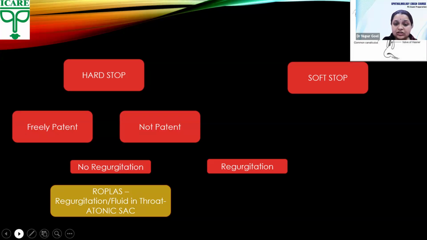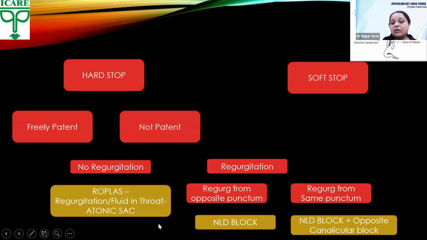And if there's a regurgitation or fluid in the throat, that means you're dealing with an atonic sac. If there's a regurgitation, then you check whether it's regurgitation from the opposite punctum. That means you're dealing with an NLD block. If there's a regurgitation from the same punctum, that means there's an NLD block plus the opposite canalicular block.